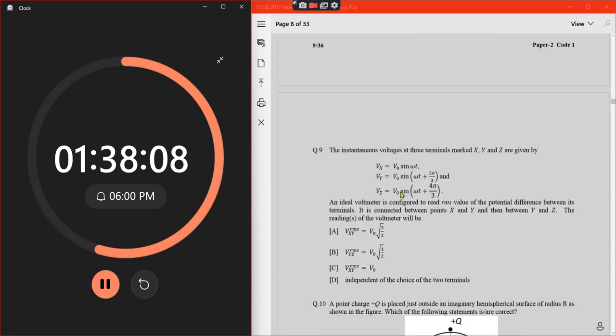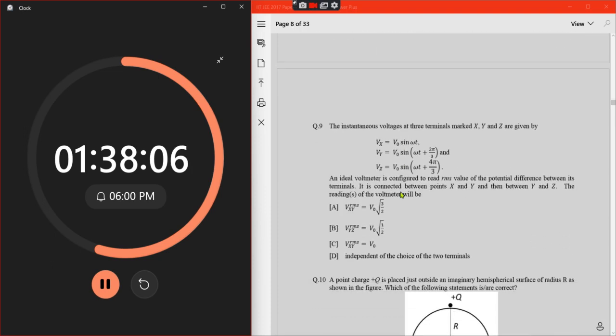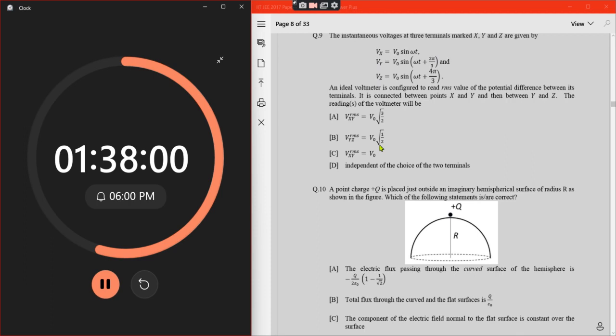Next question. Instantaneous voltages at 3 terminals are marked, given by this thing. An ideal voltmeter is configured to read the RMS value of the potential difference between the terminals.